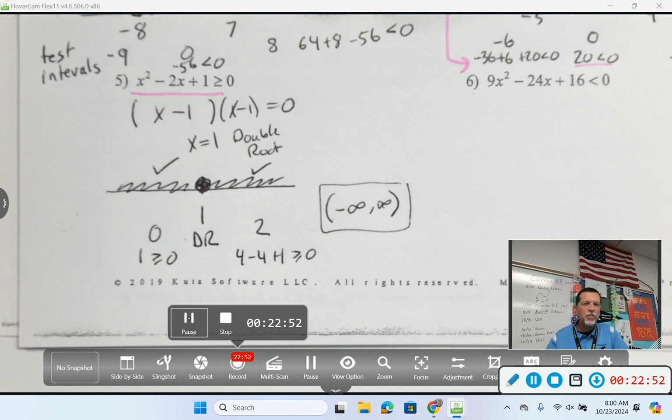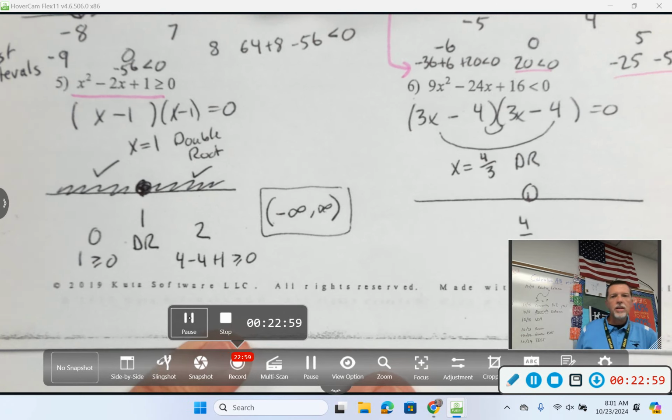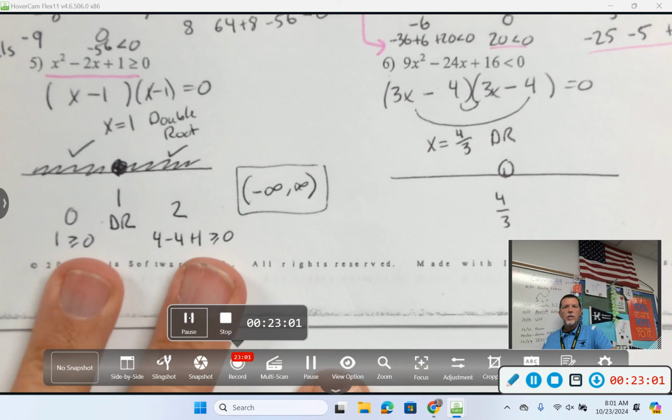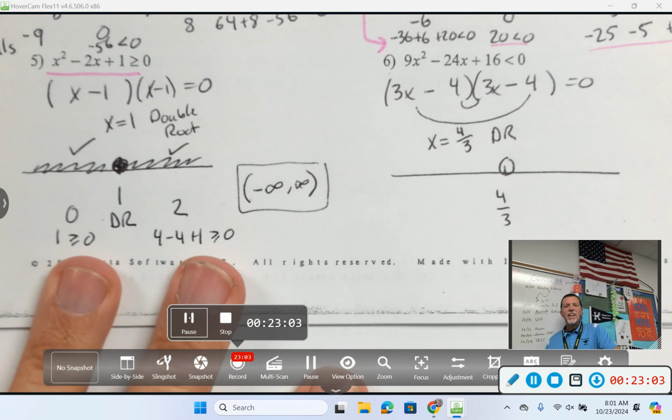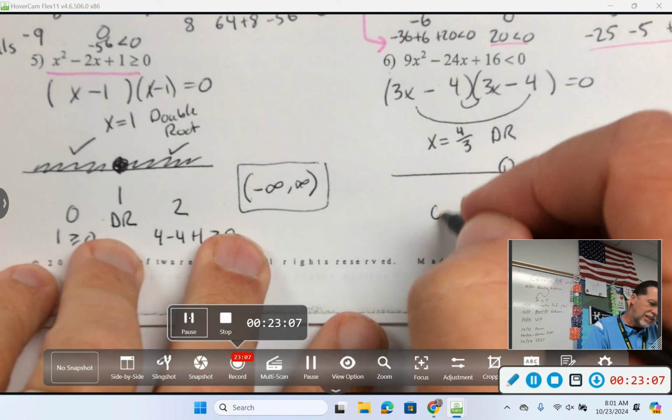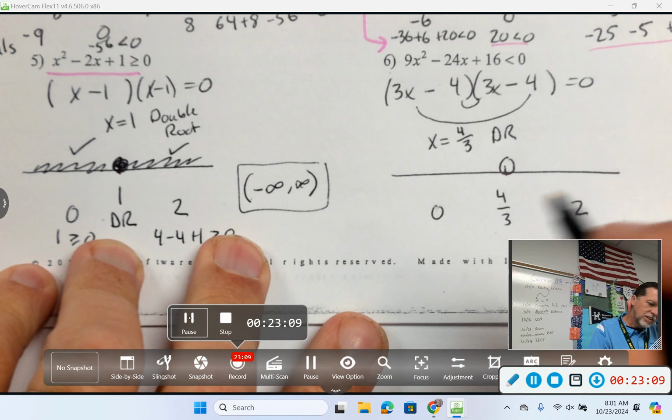Why don't you try number 6, and then we'll go back and find some other connections here. You try number 6. Wait, what number are you checking? 2. Oh, we're checking 2? Yeah. Yes, that works. 36 plus 40. 0 and 2. Yeah, 2 works.